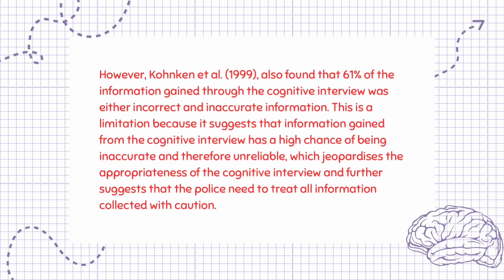However, Kohnken et al., 1999, also found that 61% of the information gained through the cognitive interview was either incorrect or inaccurate information. This is a limitation because it suggests that information gained from the cognitive interview has a high chance of being inaccurate and therefore unreliable, which jeopardizes the appropriateness of the cognitive interview and further suggests that the police need to treat all information collected with caution.